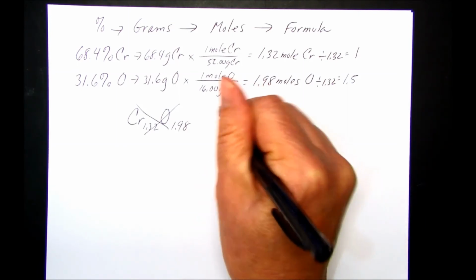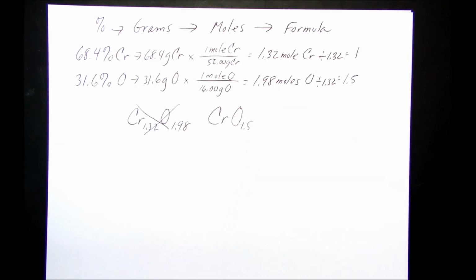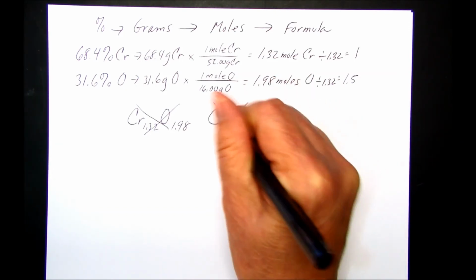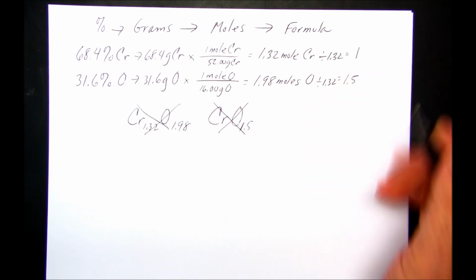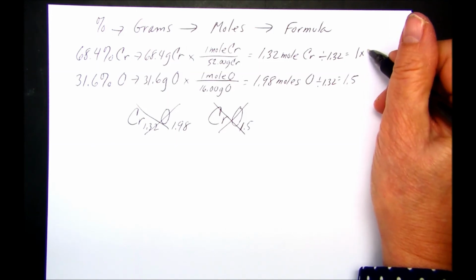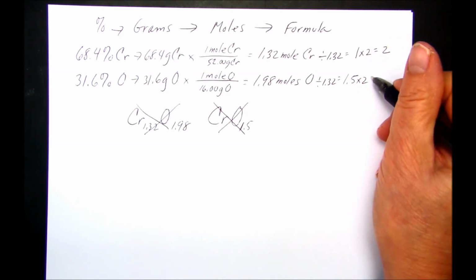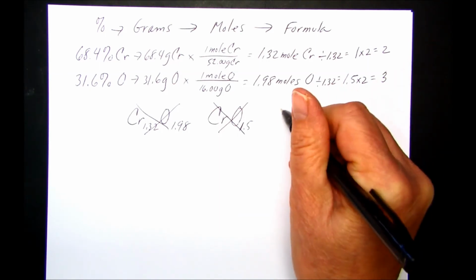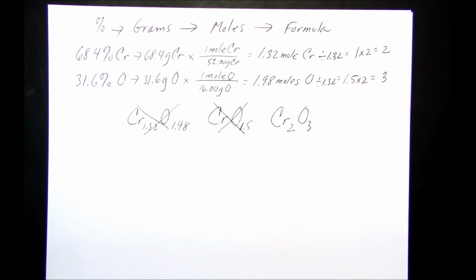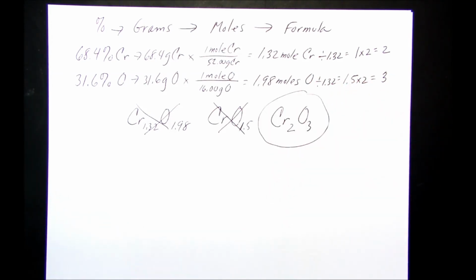All right, so does that mean that this is a valid formula? No. I need whole numbers. So I still need to fix this. If I look at it, I figure that if I multiply each of these by 2, I can get whole number ratios. And then I can have a formula of Cr2O3. And that is a valid empirical formula.